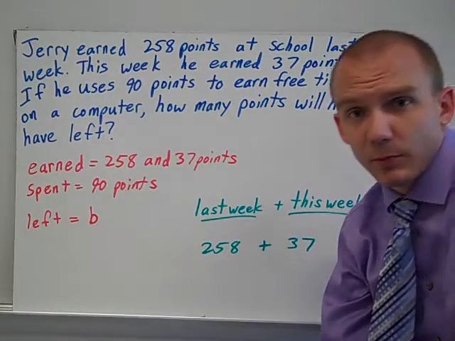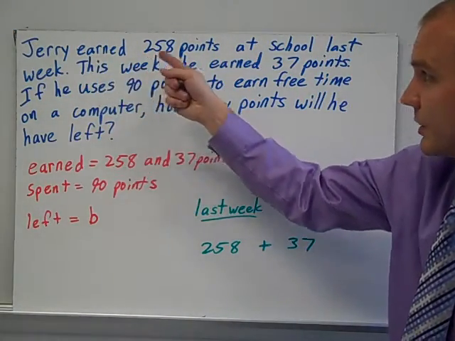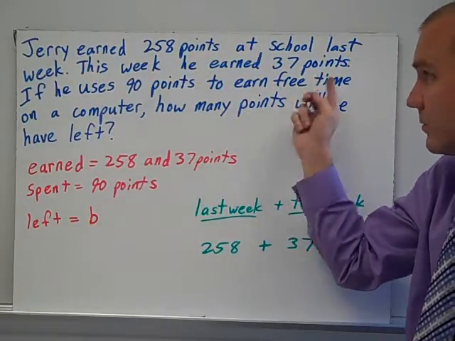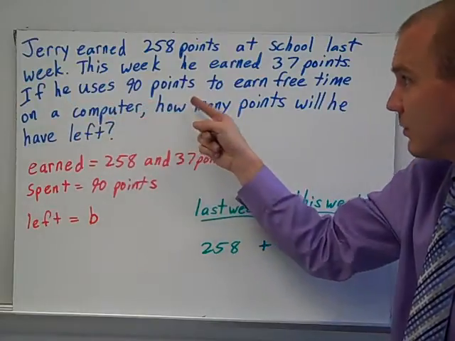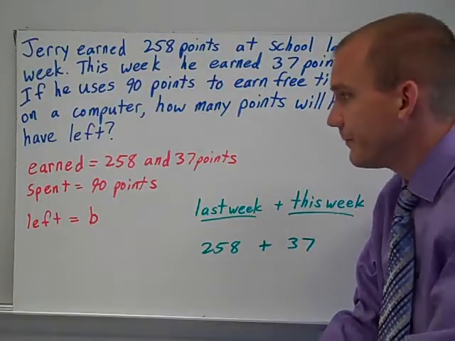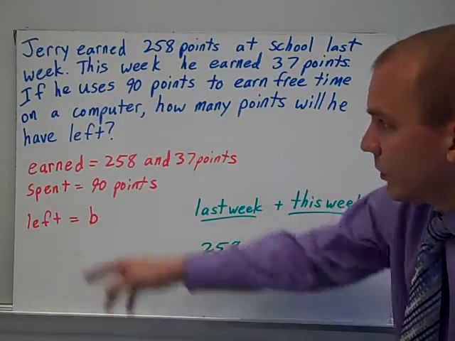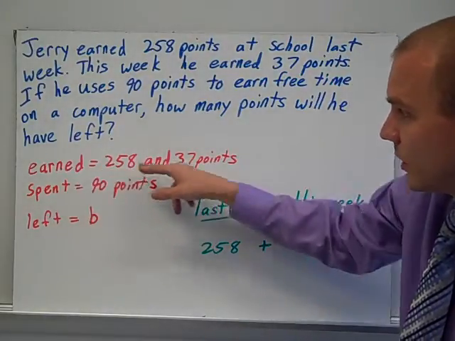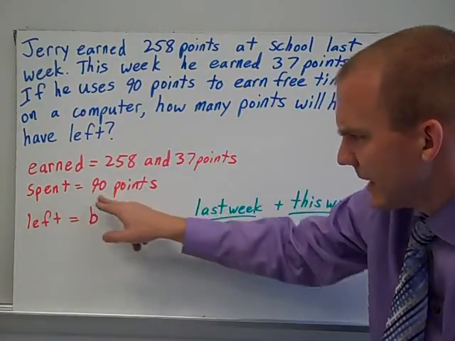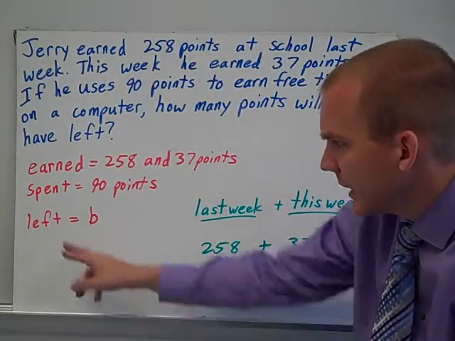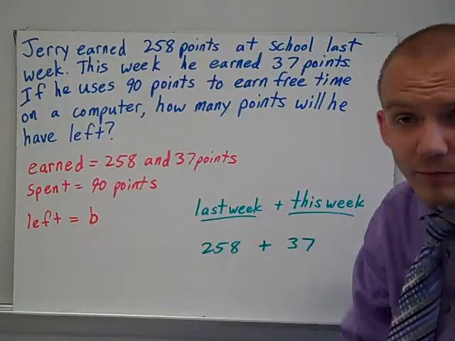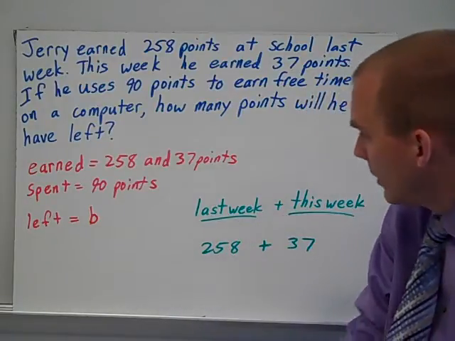Let's take a look at a two-step word problem. Jerry earned 258 points at school last week. This week he earned 37 points. If he uses 90 points to earn free time on a computer, how many points will he have left? What do we know about this problem? Well, we know that he earned 258 and 37 points. He spent 90 points, and he had B points left. That's how many points he will have left. B, I don't know. That's my letter to represent an unknown.